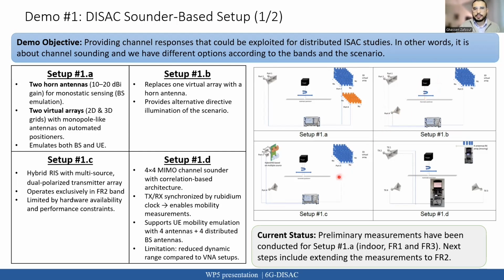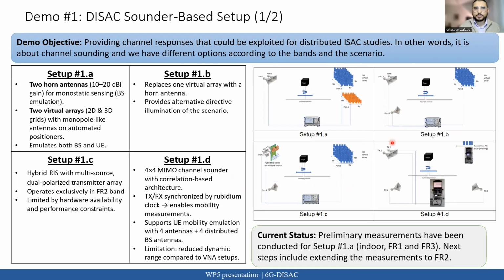In 1.C, we are introducing a new component, namely a hybrid reconfigurable intelligent surface, a RIS component. This RIS component is operating in higher band. In fact, it's operating in FR2.